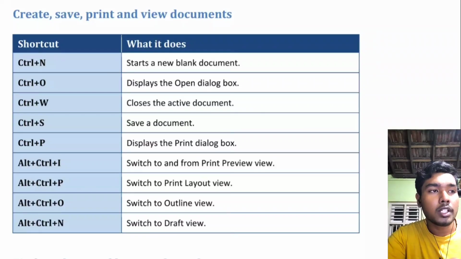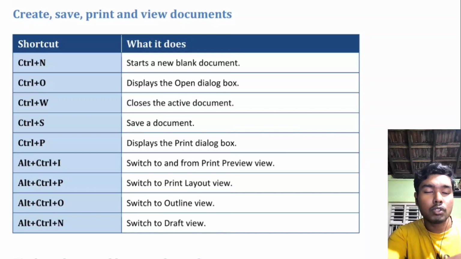Okay, the first one here is Control plus N. Control plus N is used for starting a new blank document. For opening a fresh new document, we use Control plus N. Control plus O is clicked for displaying the open dialog box. For opening the dialog box, we use the shortcut key Control O.